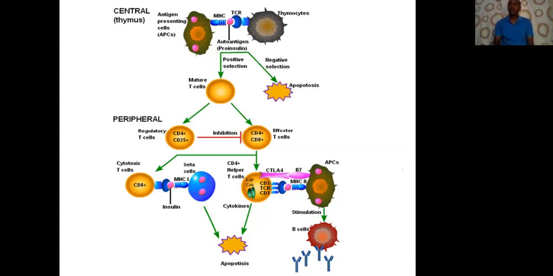So how does type 1 diabetes progress? First, the antigen will be recognized. That antigen here is proinsulin or insulin, and then the thymocytes, the T cells, will become mature T cells, and mature T cells will be CD4 and CD8. Then you have the recognition, that is stimulation of B cells and production of antibodies. So this is how the autoimmune disease happens in type 1 diabetes.